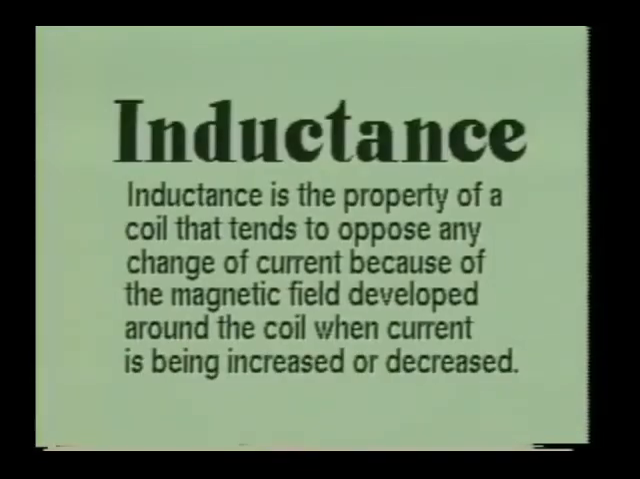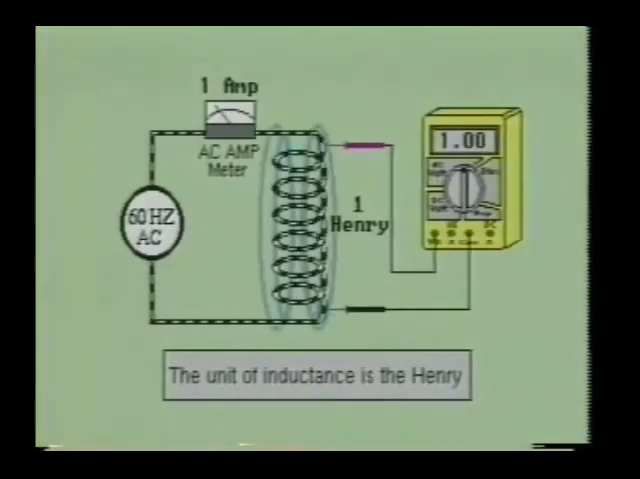As you have learned, inductance is a property of a coil which opposes any change in current. The unit of measurement of inductance is the Henry. 1 Henry is defined as the amount of inductance required to produce a counter-EMF of 1 volt when an average current change of 1 ampere per second is occurring in the circuit. Inductance is represented by the letter L, and Henry is represented by the letter H.